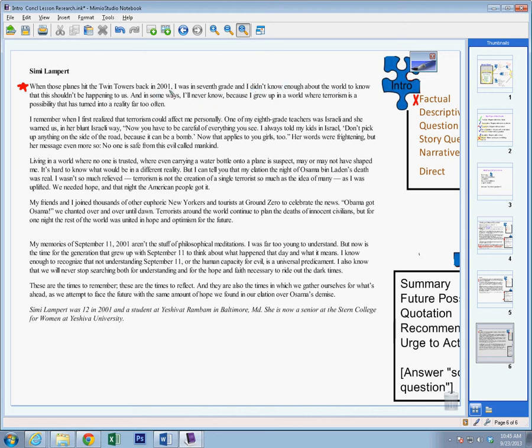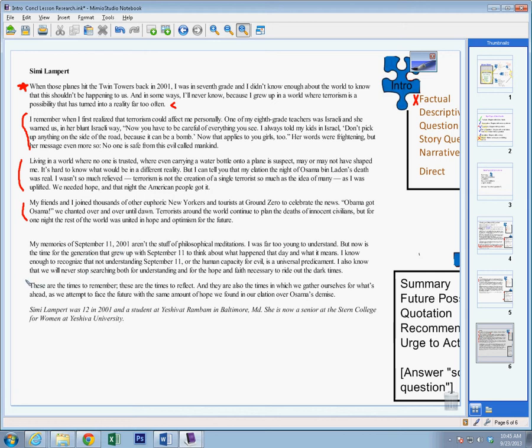And then it leads into what the person is really going to focus on, and that's this last sentence, which you could almost say is your thesis statement. It says, "In some ways, I'll never know because I grew up in a world where terrorism is a possibility that has turned into reality far too often." And then if you look at the rest of the body paragraphs, you'll notice that each of them talk about specific events that happen as you move on through his experience, and actually her experience, sorry.